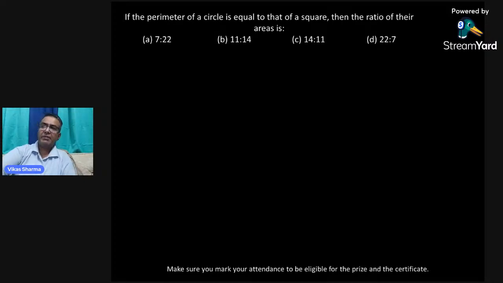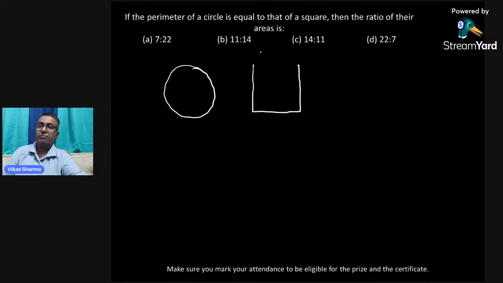They are talking about the perimeter of a circle and the perimeter of a square. So we have a circle and we have a square, and it says that the perimeter of both of them are the same. Let's say the side of the square is S, and the radius of the circle is R. So the perimeter of a circle is equal to that of a square. This is the only trick part in the question, and if you get this, then the question is solved.